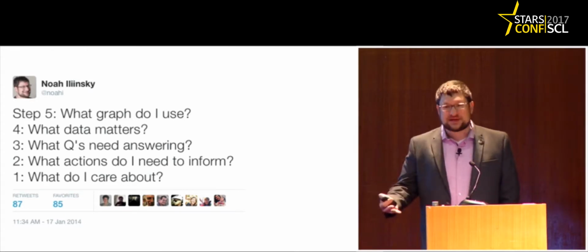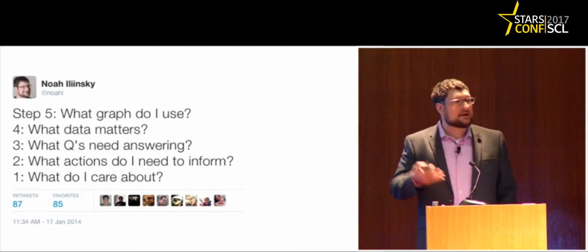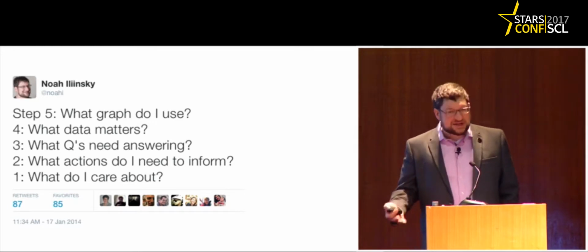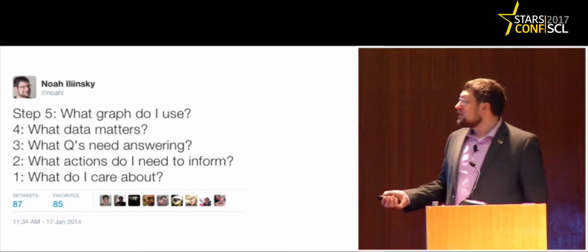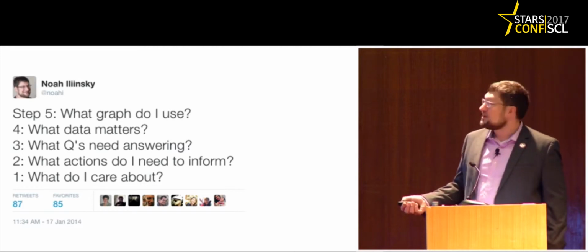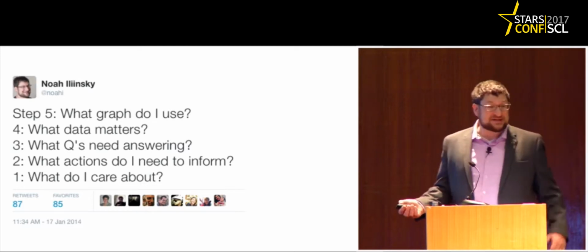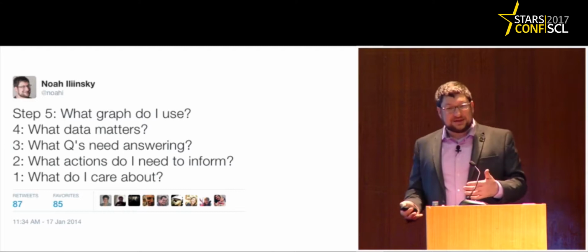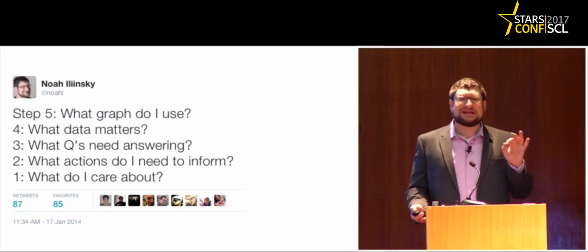Right? The customer needs to make a choice. They need to make a decision. We know what they care about. So now we know what action they need to inform. Okay, so to inform an action, what questions do they have to answer? We know the question, what data matters to them? After all that, the graph is really easy.